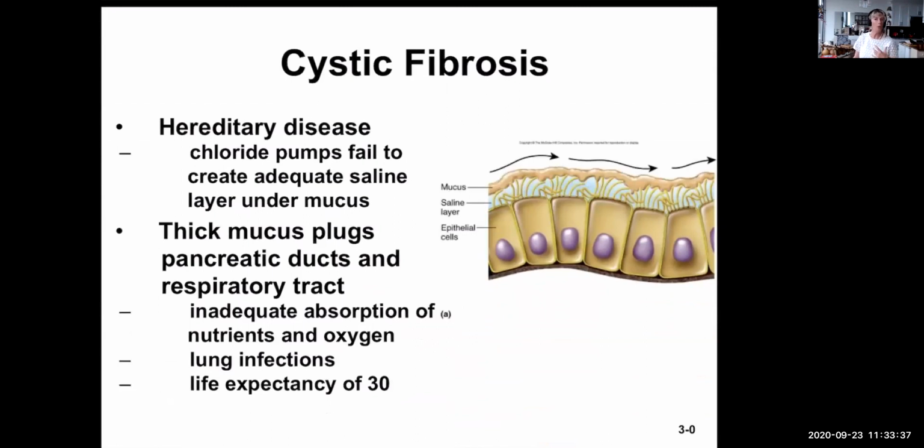Sometimes those chloride pumps do not work. If they do not work, as in cystic fibrosis, then that saline layer does not form under the mucus. And that creates mucus plugs. So if the mucus builds up in the respiratory system, then oxygen cannot make its way to the body and to the cells. So there's an inadequate absorption of oxygen and of nutrients as well. So the pancreatic ducts will also clog with mucus.